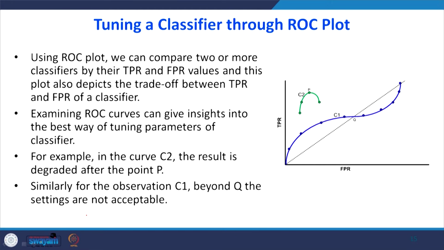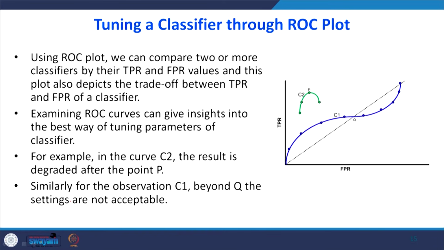Examining ROC curves can give insight into the best way of tuning the parameter of a classifier. For example, in this curve C2, the result is degraded after the point P. You see that in C2, true positive rate is increasing, but after point P, true positive rate is decreasing, but there is not much decrease in false positive rate. So beyond this point P it is not giving good classification.